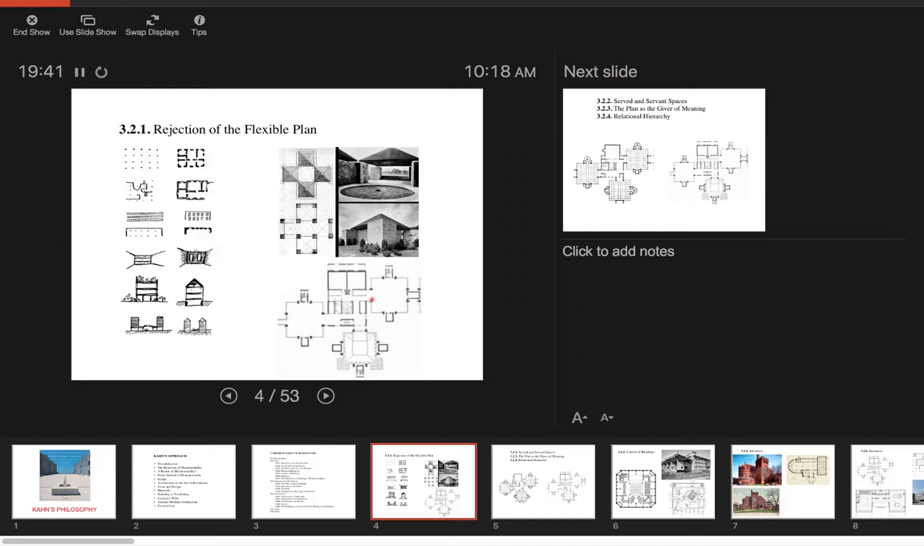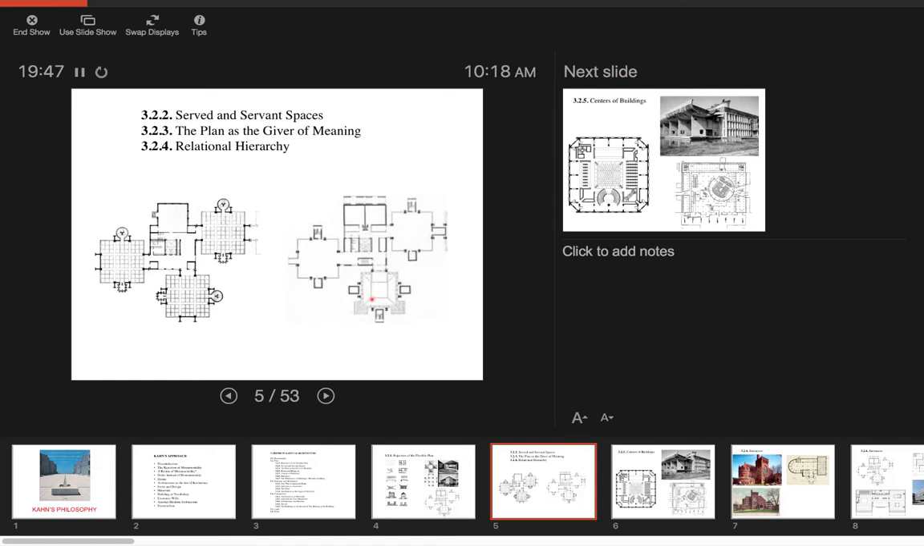Served and servant spaces. This is a big thing with Kahn, and then he abandoned it, but it residually remains. Servant spaces are stairs, air ducts, elevators. Served spaces are the functional spaces of the building. So in a house, the served spaces would be the bedroom, living room, dining room. Servant spaces would be bathroom, closet, storage, kitchen.